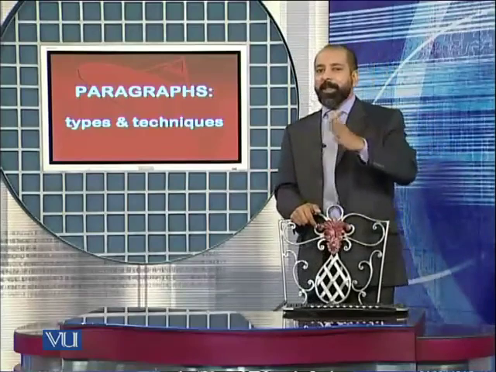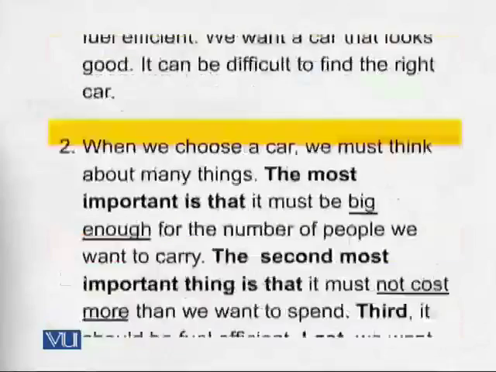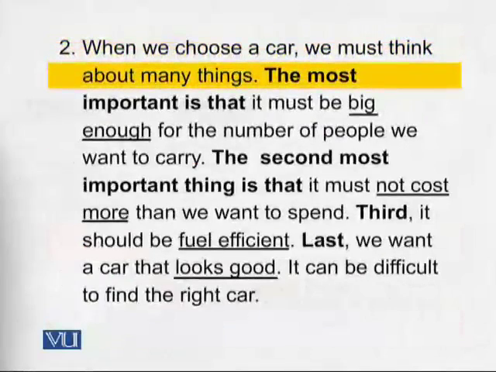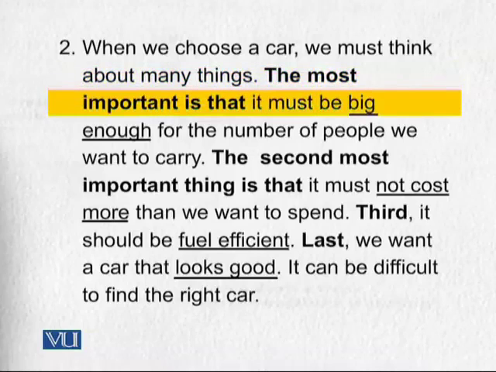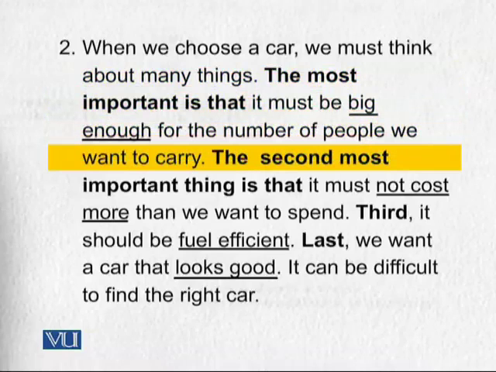And that difference is due to its different type, order of importance. It goes this way. When we choose a car, we must think about many things. See, the same sentence that was in the listing paragraph. It starts the same way. The difference will be in the body. And how does the body start? The most important is that it must be big enough for the number of people we want to carry.